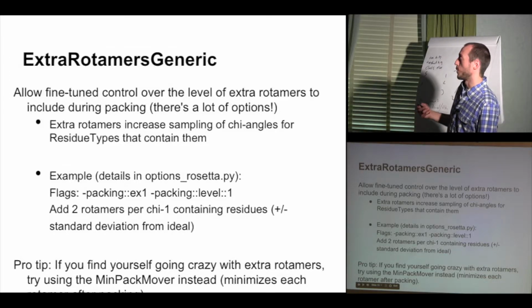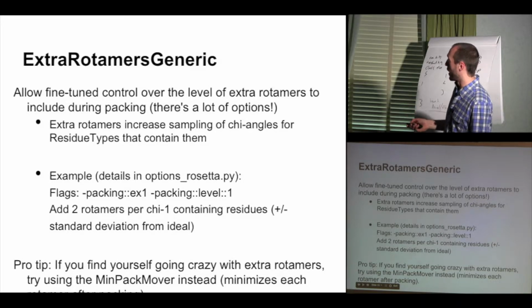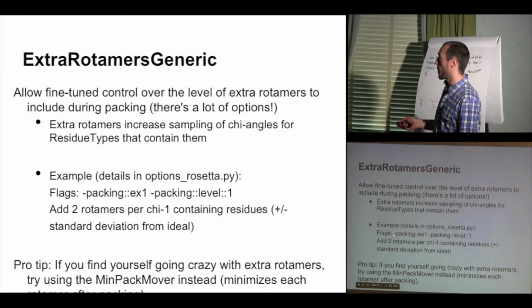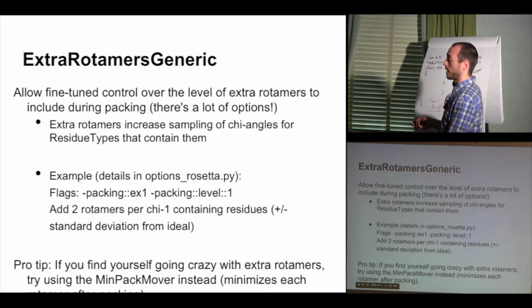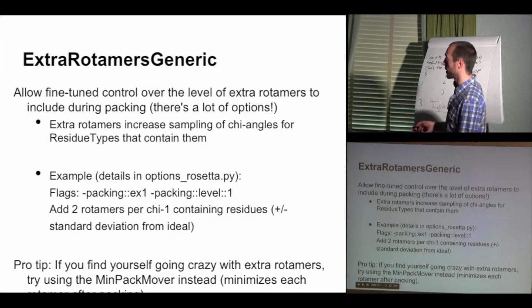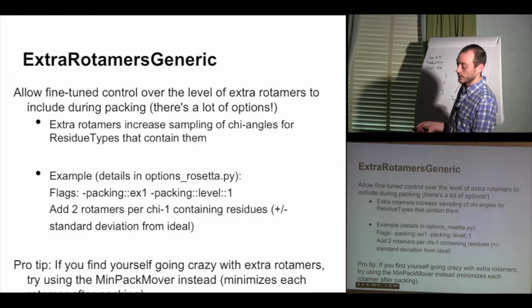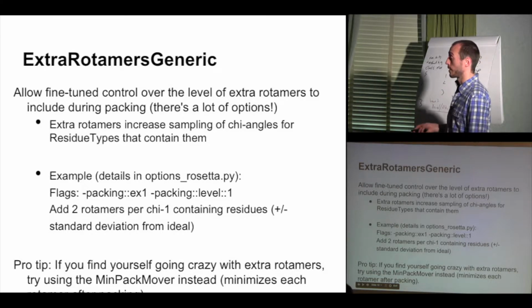But just to give you a taste of what some of this is, if you give the flags packing extra chi1 and packing level 1, what this does is it'll add 2 rotamers to residues that have a chi1 angle, and those are plus or minus 1 standard deviation from what's considered the ideal chi for that residue.